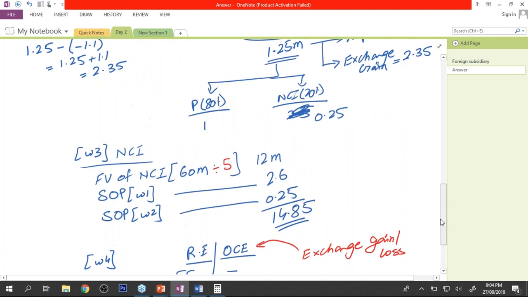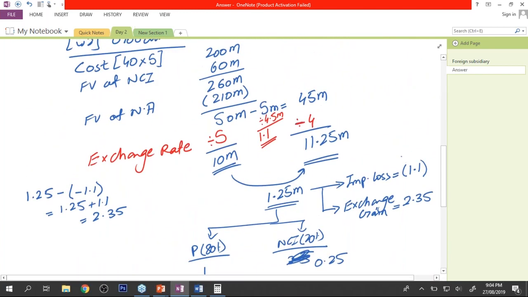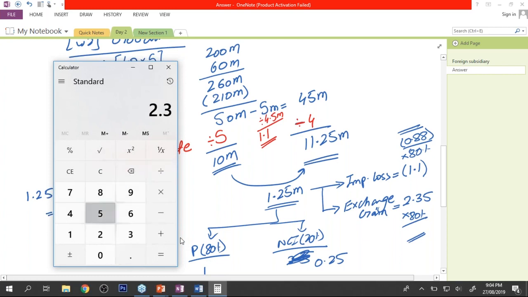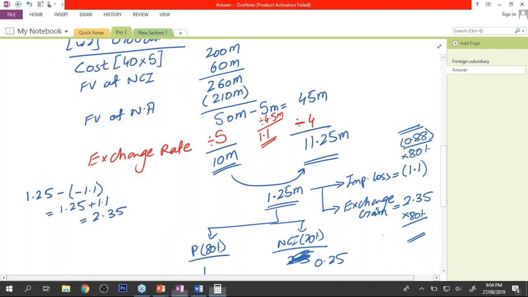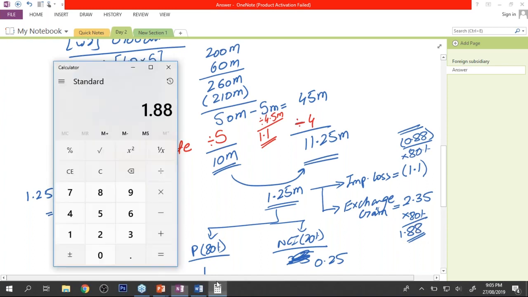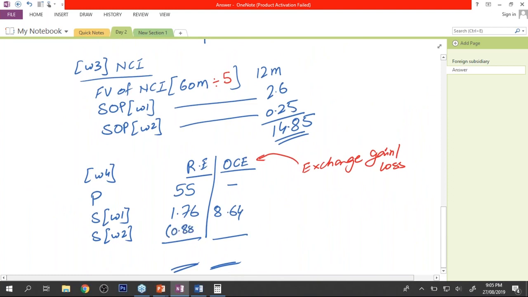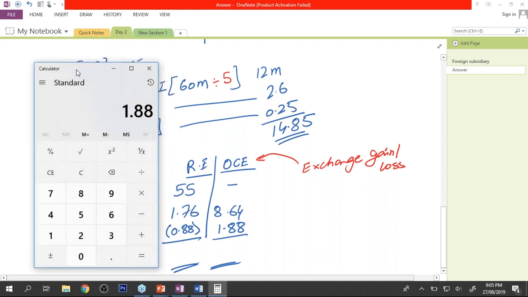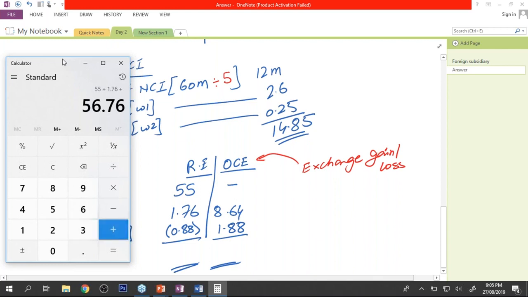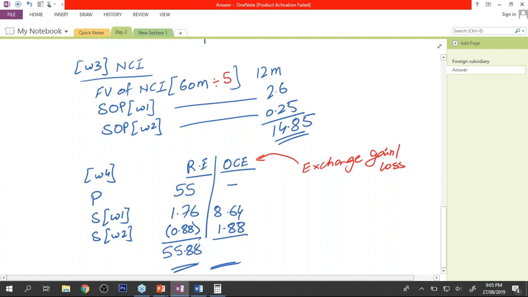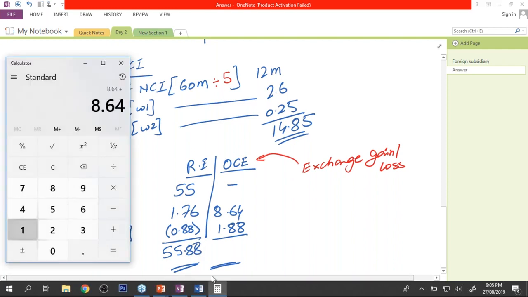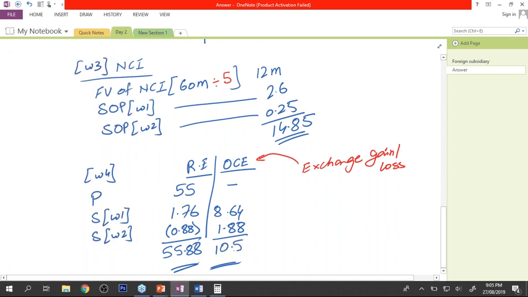Similarly, we need to do the same in working two. In working two as well, we are going to take share of 80% in the impairment loss, which is going to be a negative 0.88, and 80% in 2.35, which is 1.88. Okay, so let's write it down: negative 0.88 and a positive 1.88. So if we calculate the total, it is going to be 55 plus 1.76 minus 0.88, which is 55.88. And in OCI, it is going to be 8.64 plus 1.88, which is 10.52.